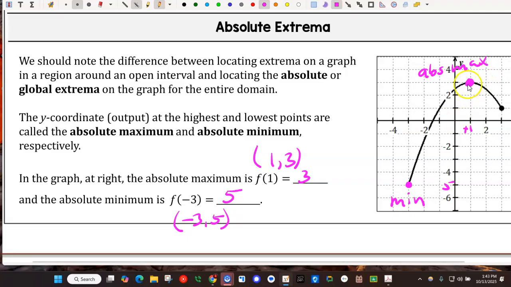So either it's a graph that has the very highest point, not including infinity, or the very lowest point, not including -infinity, or it has these dots on the end where the graph actually stops right there. Those could be absolute as well.